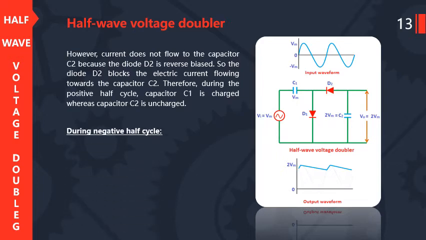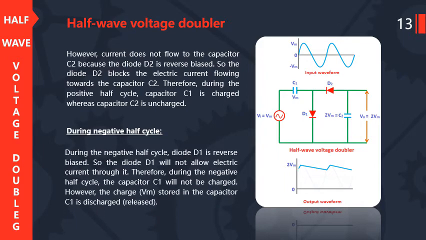Now, during negative half cycle, the diode D1 is reverse biased, so the diode D1 will not allow the electric current through it. Therefore, during the negative half cycle, the capacitor C1 will not be charged. However, the charge Vm stored in the capacitor C1 is discharged.